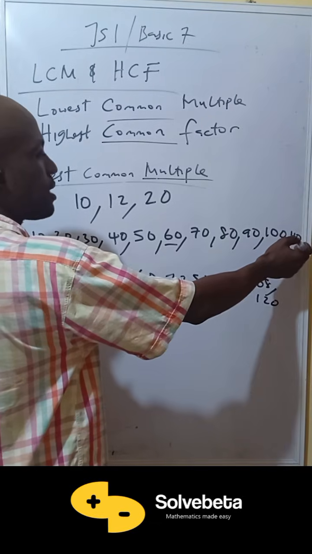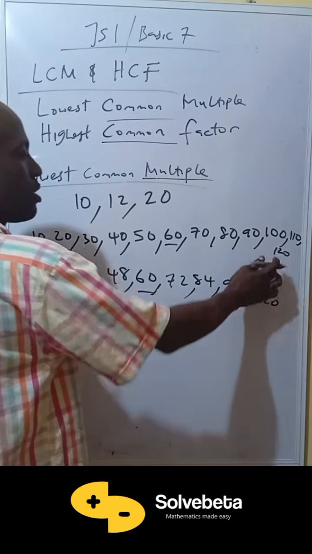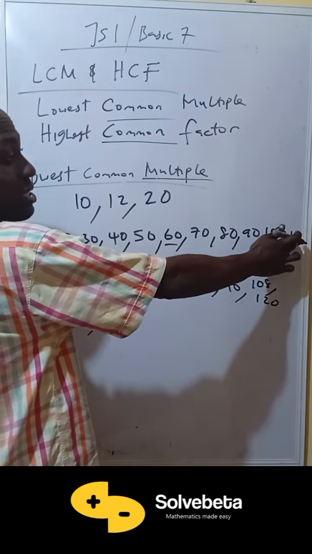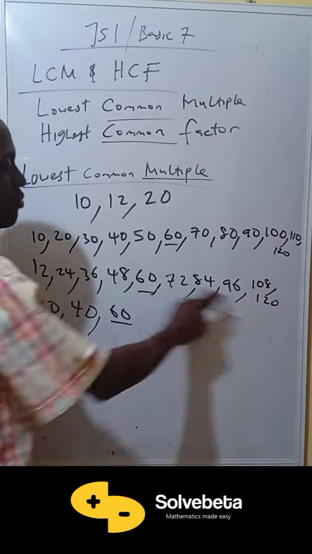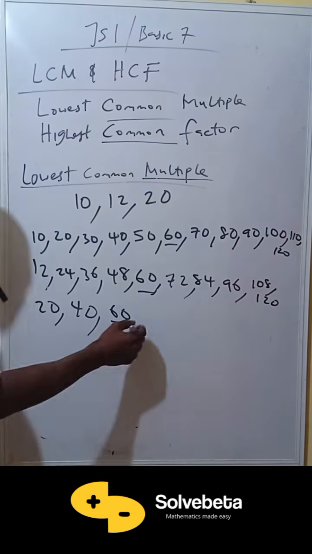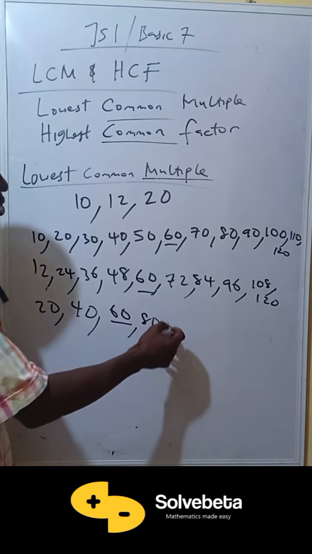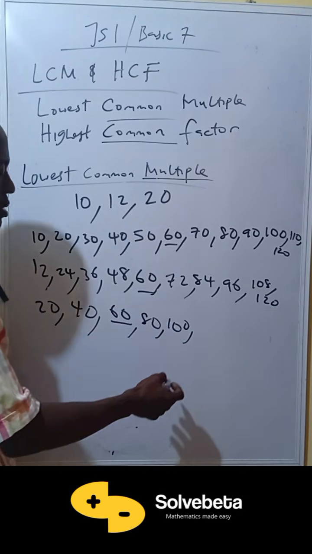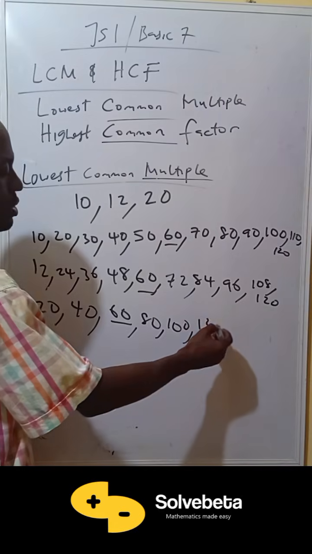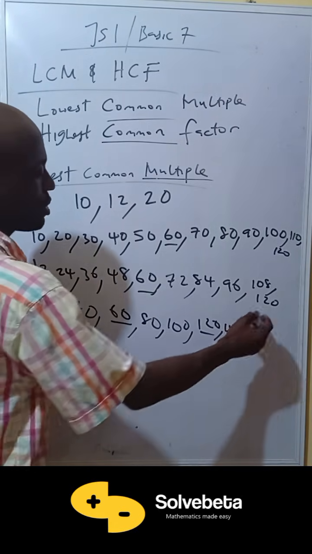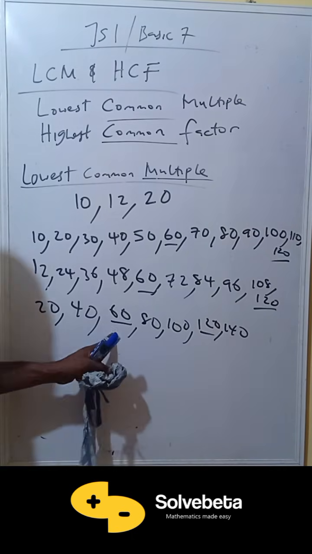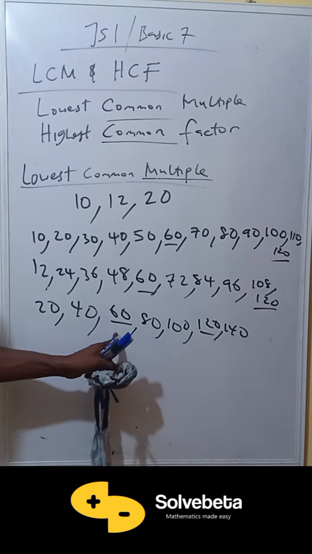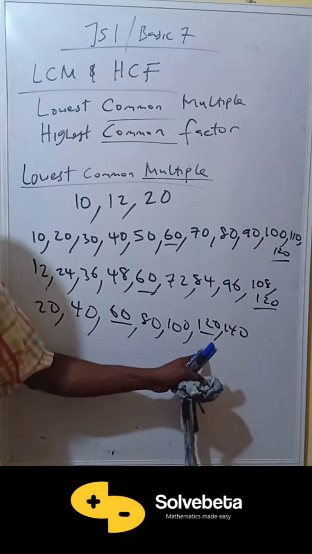If you continue this, you have 108 plus 12, 120. Then this one: 60, 80, 100, 120. You see that is another multiple here. 120 is a multiple. So since 120 is a multiple, 60 is less than 120.